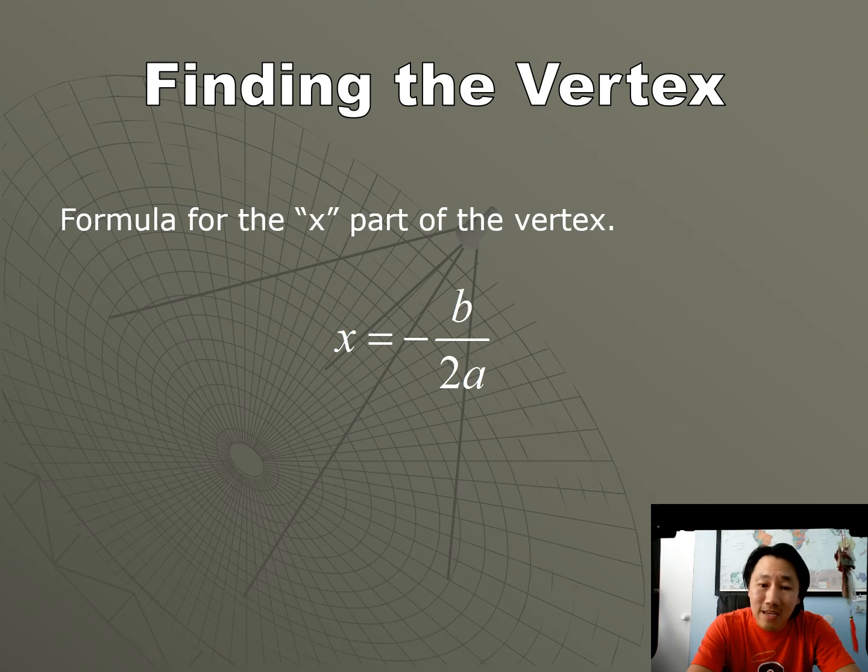To find the vertex when it's given in standard form, you know how you have the vertex in parentheses. To find the x part of the vertex, negative b over 2a is the x part. And then I'll show you how to find the y part in just a little bit. All right, negative b over 2a. That's important. You're going to use that a lot, so memorize it. x equals negative b over 2a.